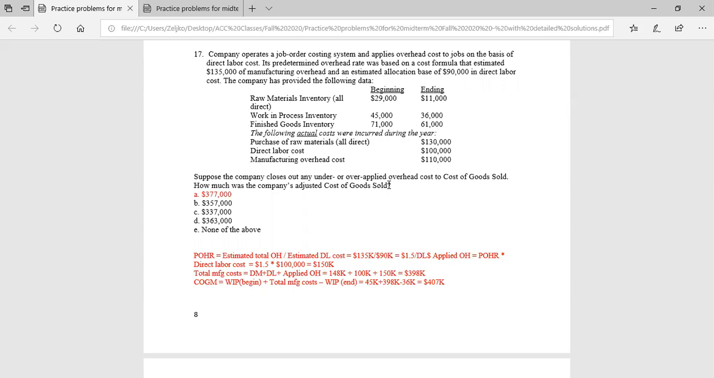Okay, let's start. Again, what do we need to make a thing? We need materials, labor, and overhead. Which overhead? Applied overhead.